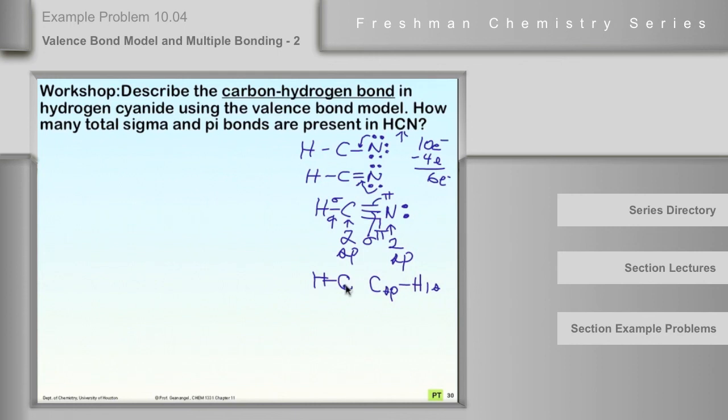Now, then the carbon uses an sp hybrid orbital to overlap with the hydrogen 1s to make a sigma bond, CH sigma bond. So that's how we would describe that. The carbon-nitrogen sigma bond would be carbon sp, nitrogen sp. And if we count the bonds, there are 2 sigma bonds and 2 pi bonds.